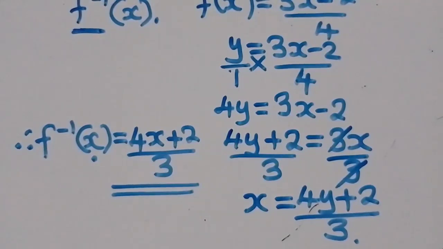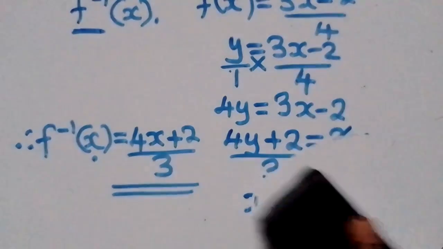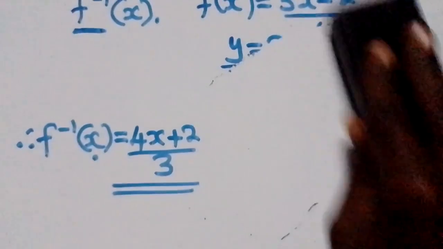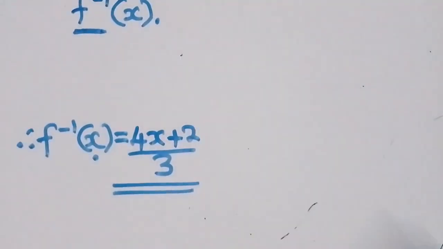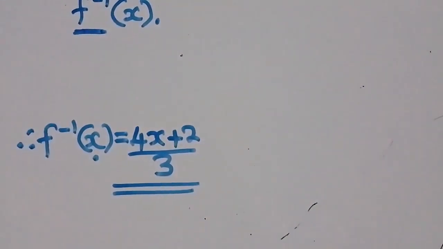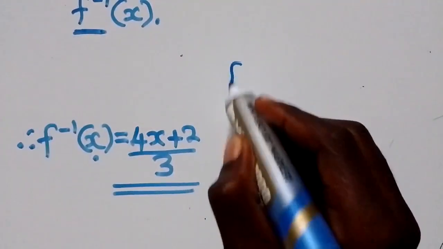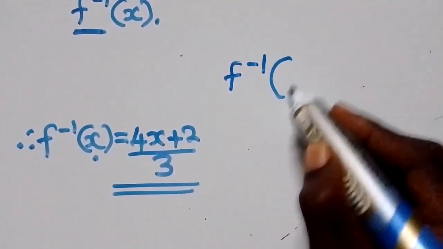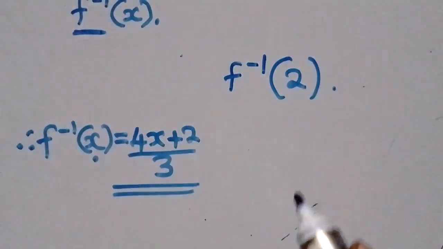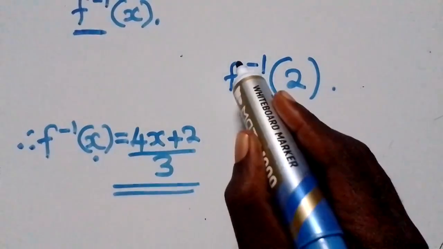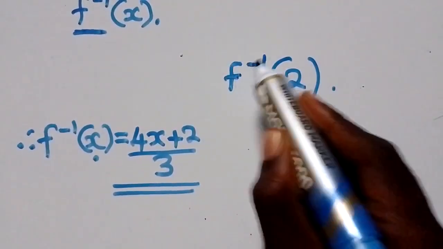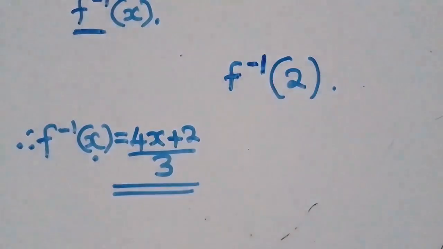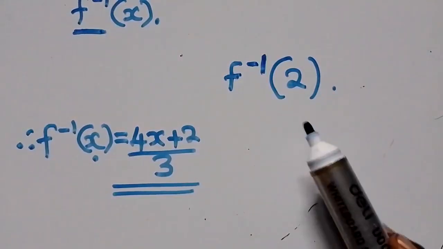Then what if you are told now to find, have you seen the way I solved this? What if you are told to find, in the same question, f inverse of 2? What can you do if you want to find that one?